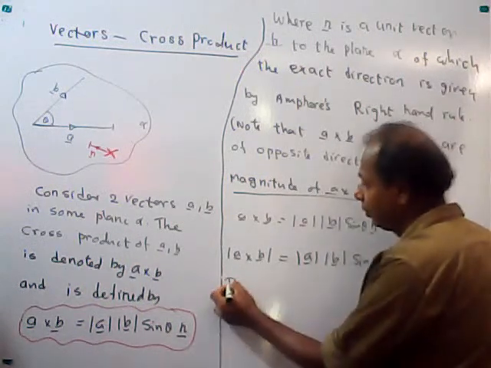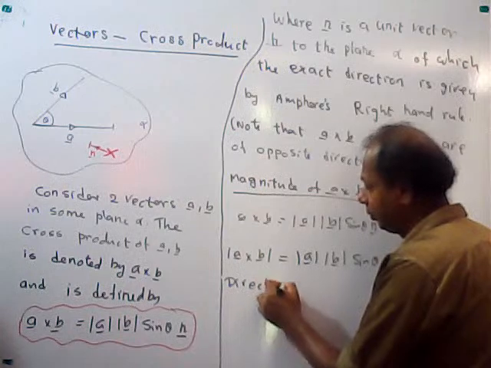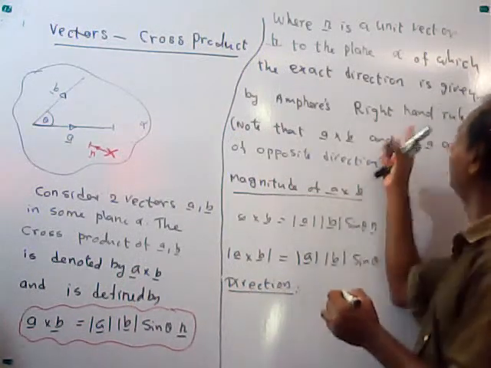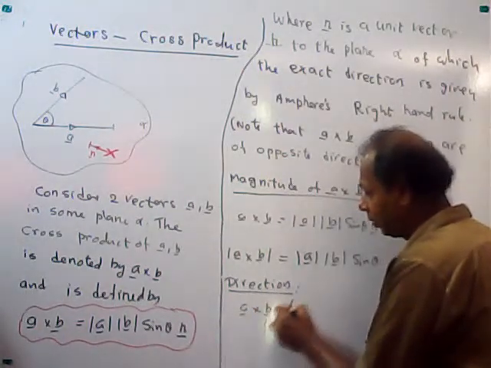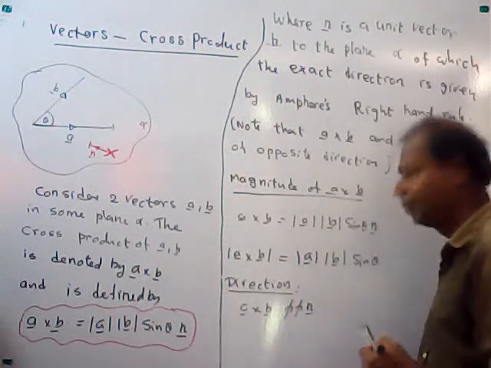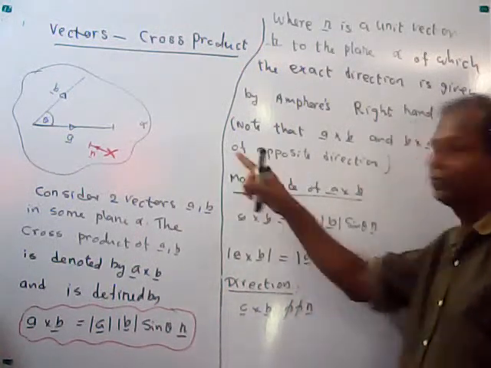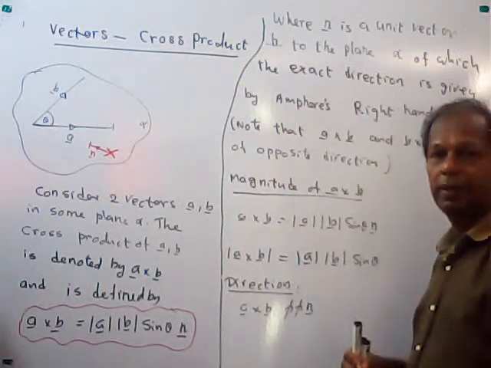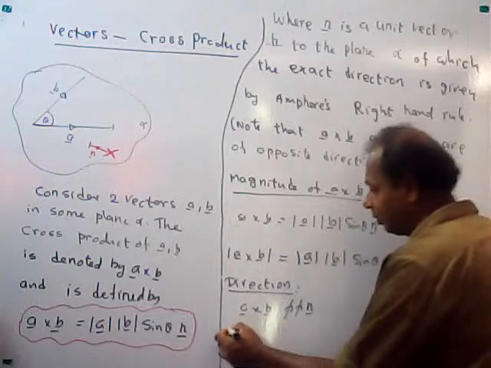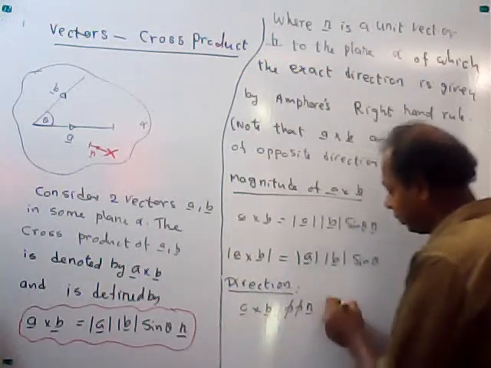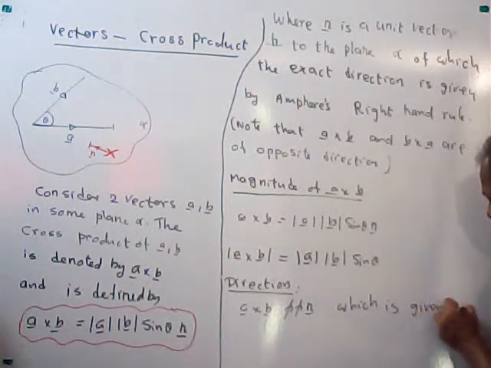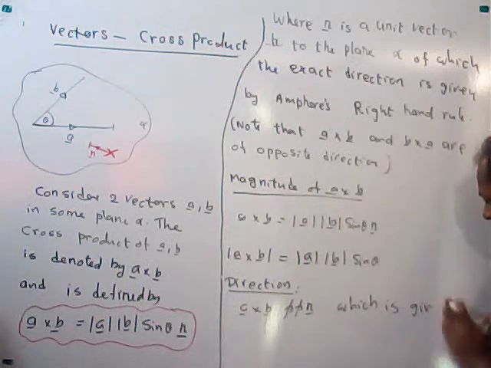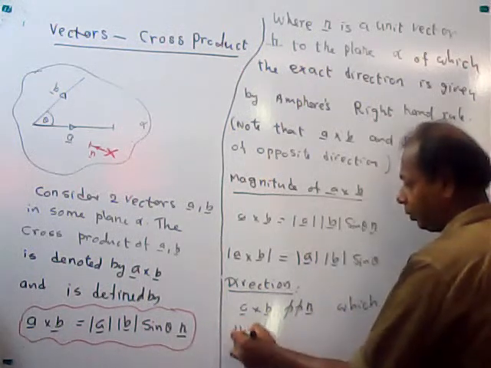So direction is given by the direction of n. So A cross B is parallel to n. The direction is the direction of n, which is given by the right hand rule.